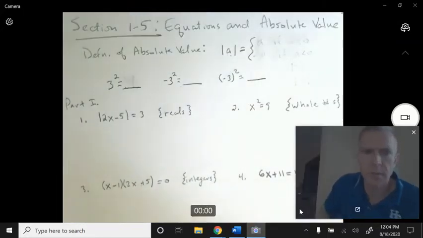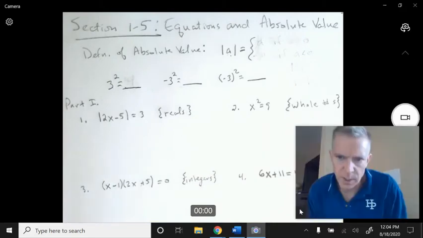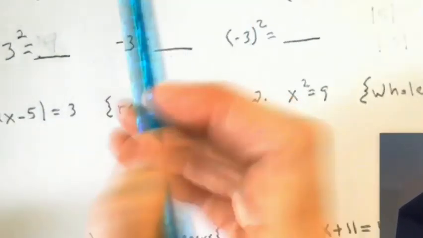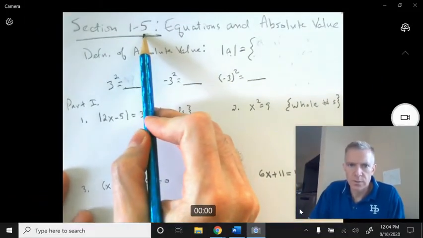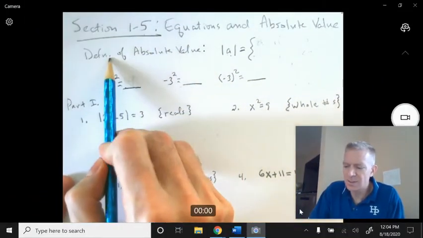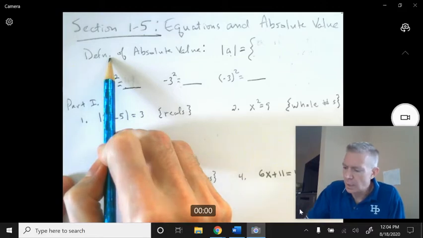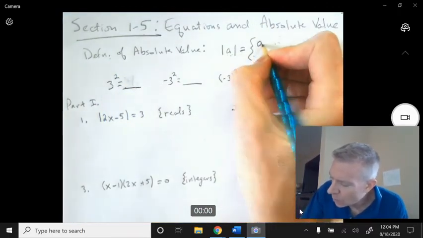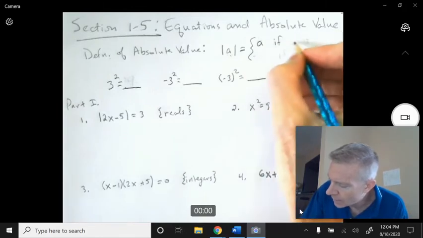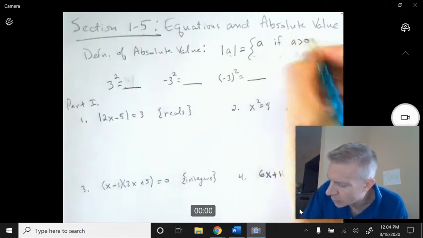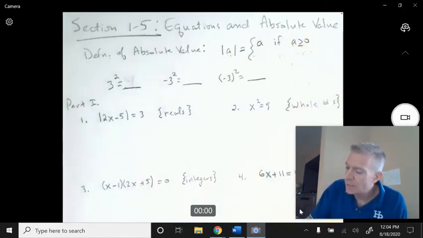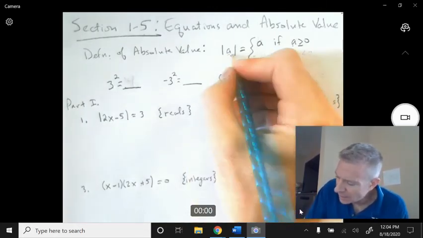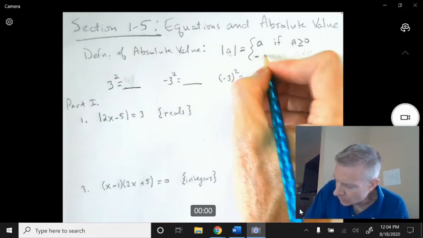So go to section 1-5 in your notes packet for chapter 1, Equations and Absolute Value. At the top, it says the definition of an absolute value. The absolute value of A simply equals A if A is already positive or equal to 0. Now, if the value inside the absolute value is negative, then you have to take the opposite of the value inside.